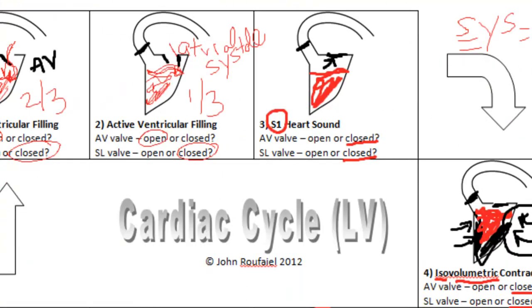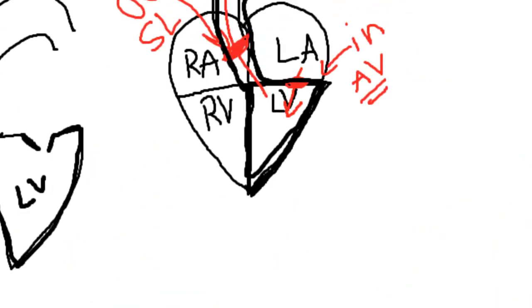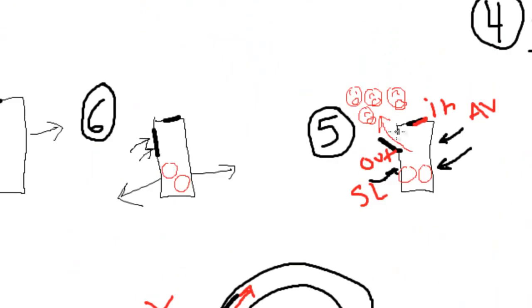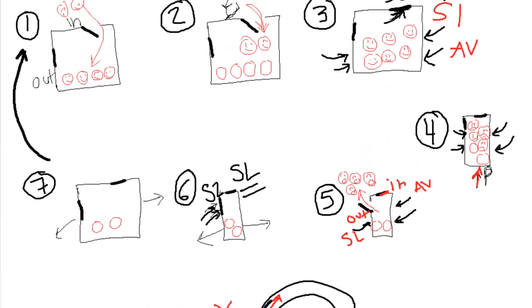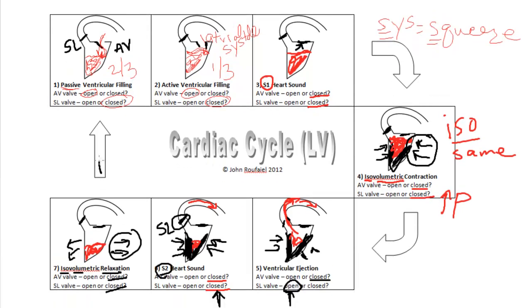Let's go back down here. Another thing I wanted to mention is the S2 sound right here. What did that come from? Well, if you look, the SL valve was opened and then it shut, closed. So the closing of the SL valve, that's your S2 heart sound. If you go back up here to the haunted house analogy, everybody got booted out, and boom, the door shut, closed. That's your S2 sound. That's your SL valves.